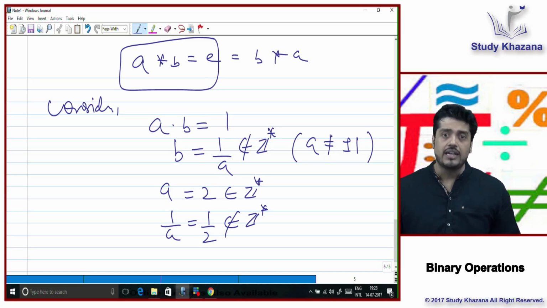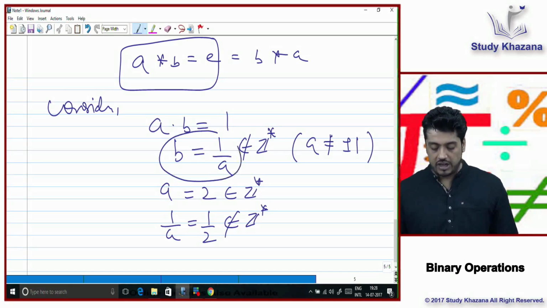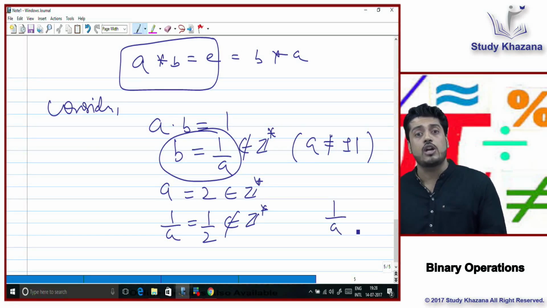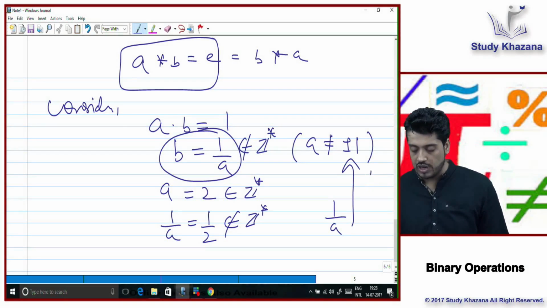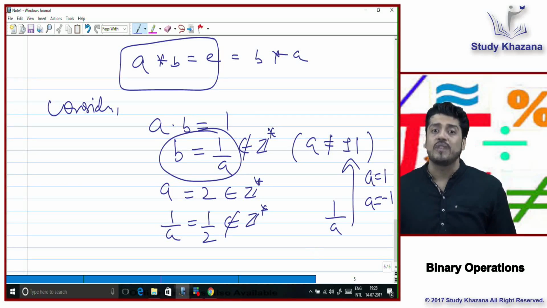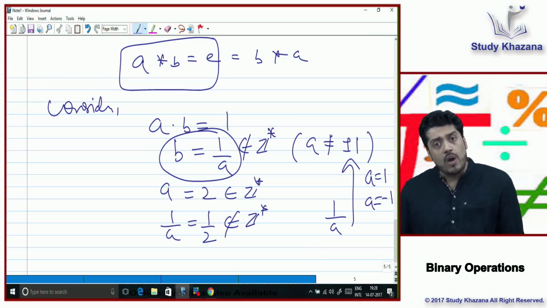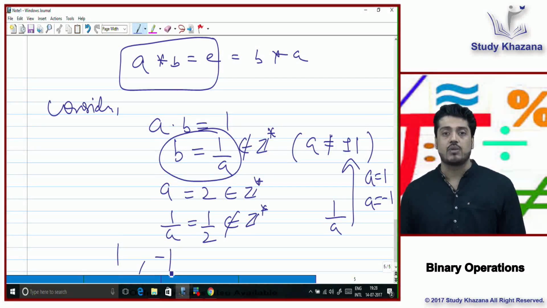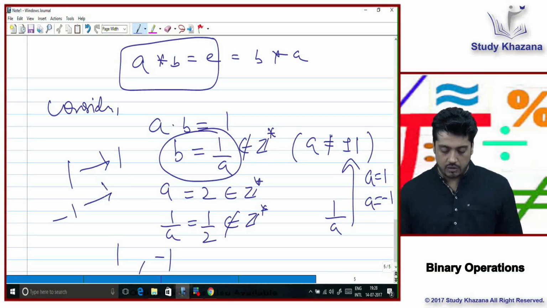सिमिलरली इफ यू टेक 3, then 1 by 3 is the inverse in view of this definition, but again 1 by 3 does not belong to Z star. So this is how we observe. So final conclusion क्या है मेरा कि 1 by A एक्चुअली में नॉन जीरो इंटीजर होगा किन वैल्यूज के लिए? तो केवल ये दो वैल्यूज हैं, A equal to 1 and A equal to minus 1, which makes this quantity a non-zero integer. So therefore, what is my final conclusion? My final conclusion is कि there are only two elements invertible with respect to multiplication. non-zero integers में केवल दो एलिमेंट का इनवर्स एग्जिस्ट करेगा, एक 1 का और एक -1 का. इसके अलावा किसी का इनवर्स एग्जिस्ट नहीं करेगा.